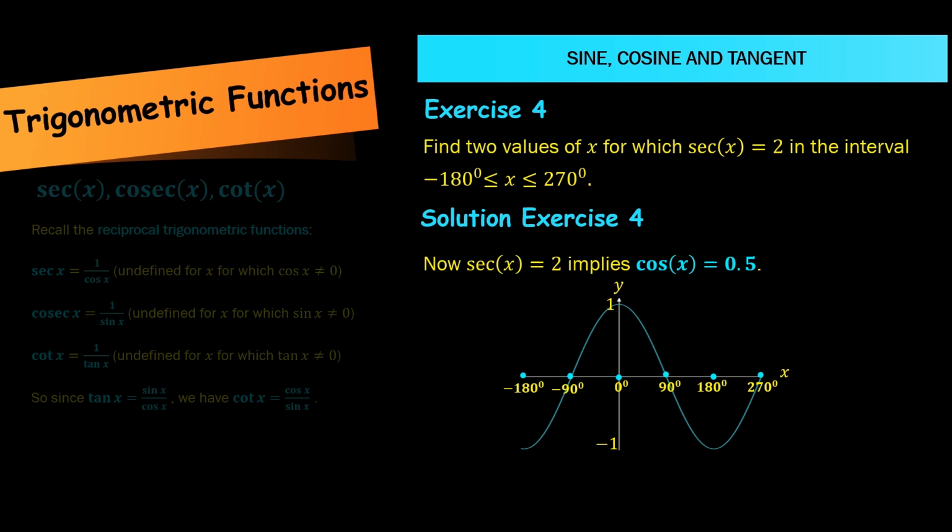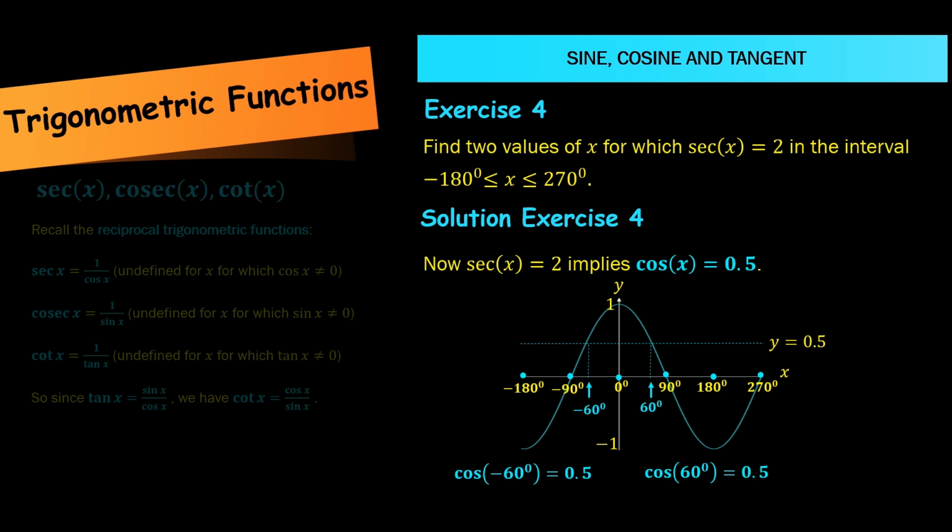If we draw a line at y equals 0.5 as shown, we can see one solution, at least, at 60 degrees, as indicated. However, the line does cross the graph at another place as well, namely here at minus 60 degrees. Therefore, there are two solutions. Cos 60 degrees equals 0.5 and cos minus 60 degrees equals 0.5.